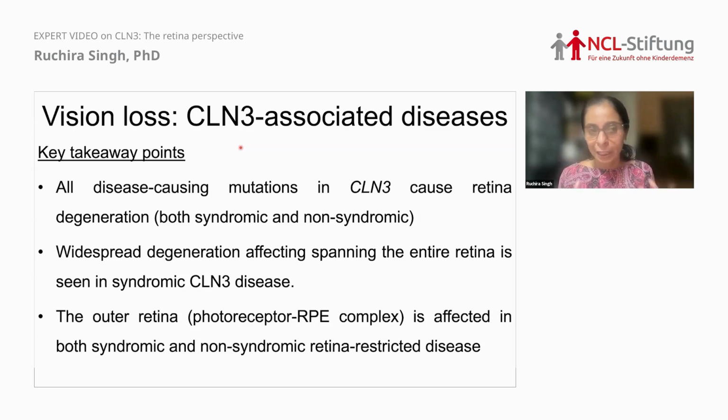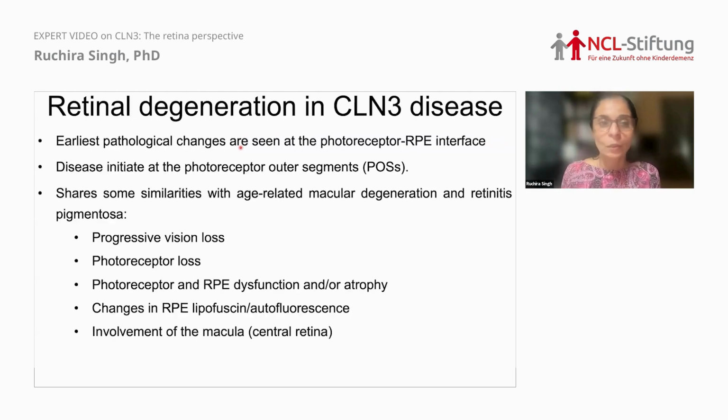And again, this highlights the importance of the CLN3 gene for retinal homeostasis, because the retina, especially the outer retina, is affected by every disease-causing mutation in the CLN3 gene. So let's look a little bit more into the retinal degeneration in CLN3 disease and maybe compare it to the more common macular degeneration and retinitis pigmentosa phenotype.